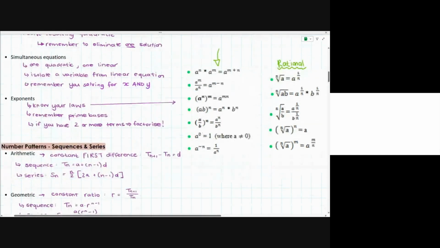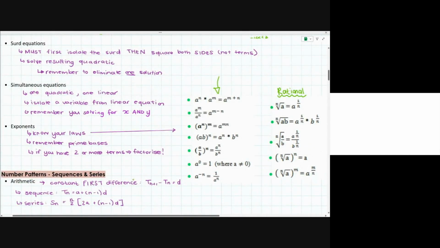All right. Let's take a screenshot of all of the equations, and then we'll get into the number patterns, and then we're going to get into our examples.